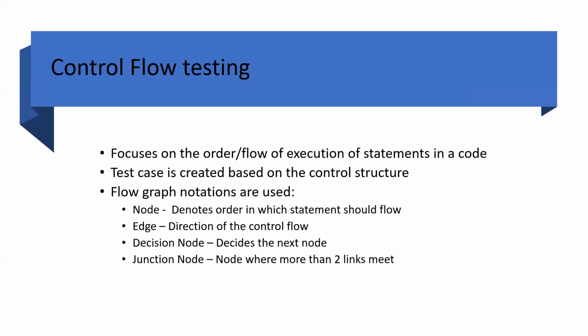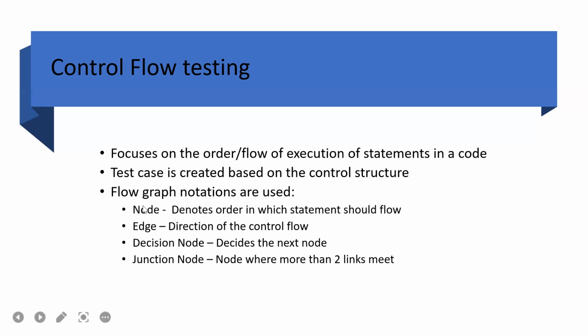So depending on that decision making only, your code will flow, right? They will write test cases for that and they will test it. Test cases are created based on the control structure. So we have something called flow graph notations. How they do it is they create a flow graph for that. And as you know, in state transition we had some pictures, right? In that way, we also have some notations for flow graph.